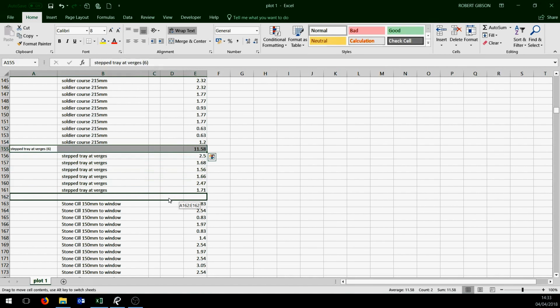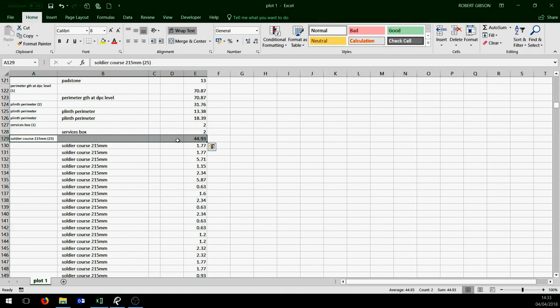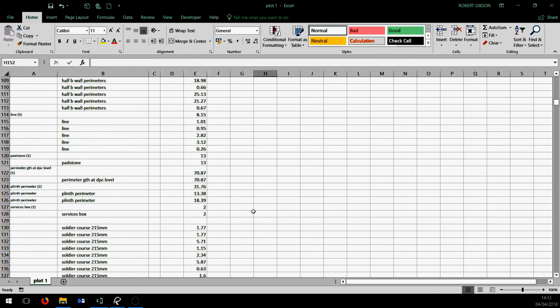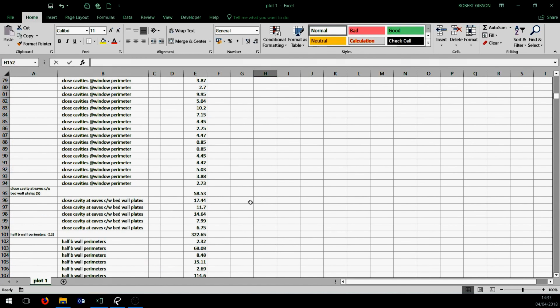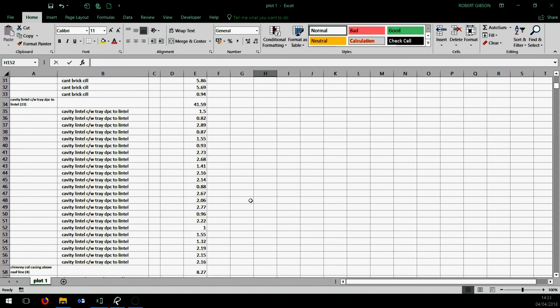That was one thing I wanted to show you. It makes for a much speedier sort when preparing your builds. What I also wanted to show you was just to elaborate further on the cavity lintels.